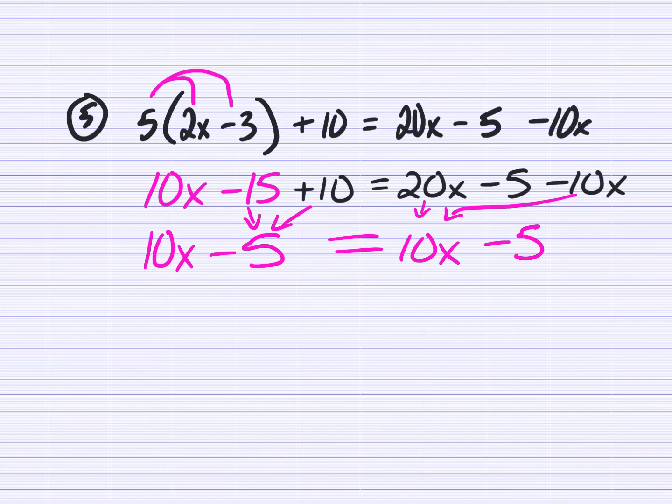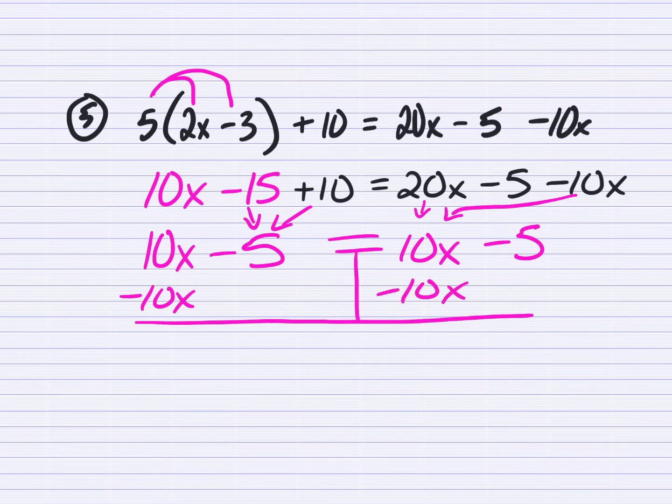I like to get my like terms with variables together first. Now, I always like to bring the smaller variable to the larger one. That's not a rule, it just makes it easier. But there is no smaller, there is no larger. So again, that's a red flag that we're either going to get infinite many solutions or no solutions. So since it doesn't matter which one I bring over, I just go with the one on the left.